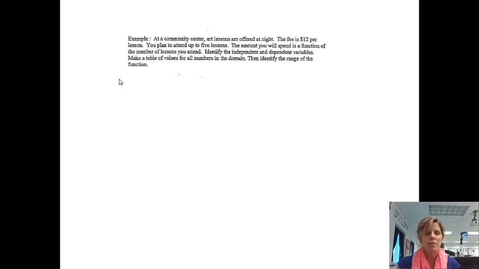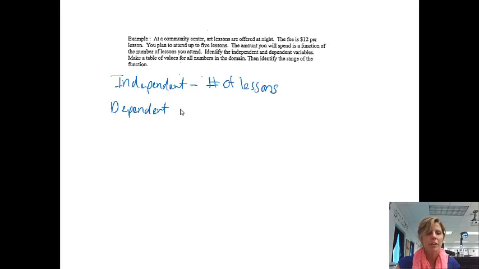All right, so the first thing that we want to do is we want to figure out what the independent variable is going to be. So what do I get to choose? Well, I get to choose how many lessons that I want to go to. So my independent variable is going to be the number of lessons. Okay, my dependent variable, I'm going to be thinking about what don't I have so much control over? What depends on the number of lessons? Well, it's going to be the total cost. So the total cost depends on how many lessons I sign up for.